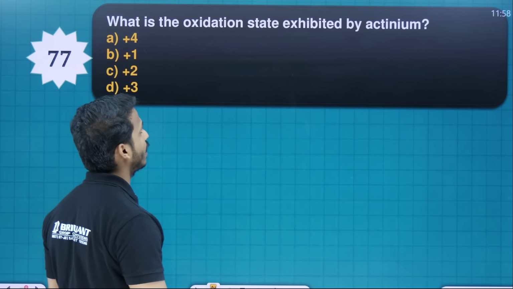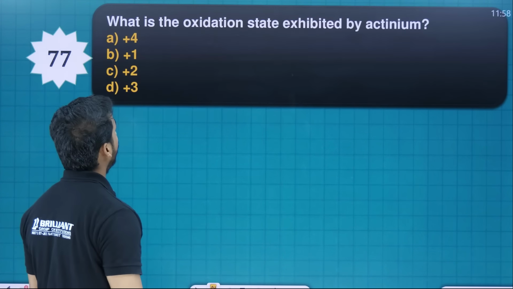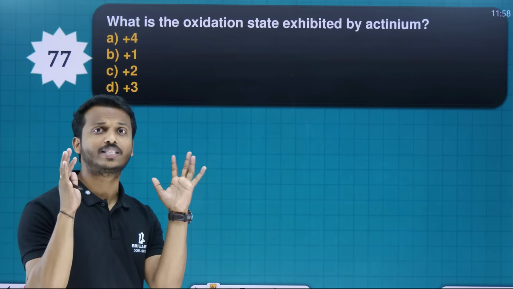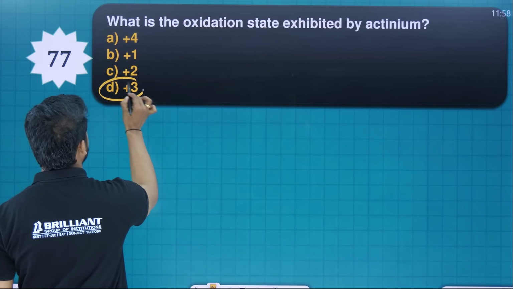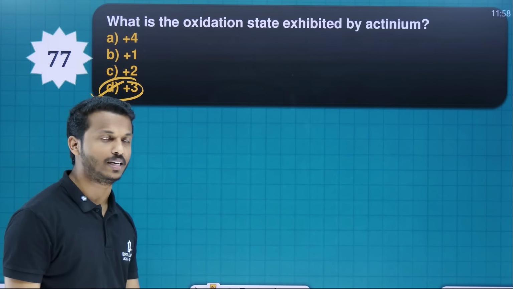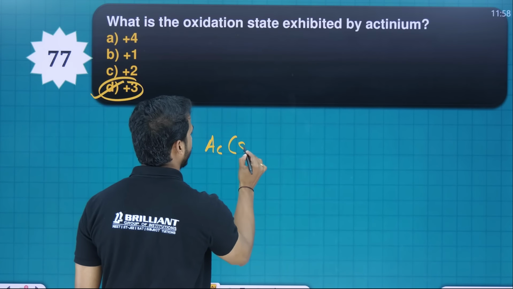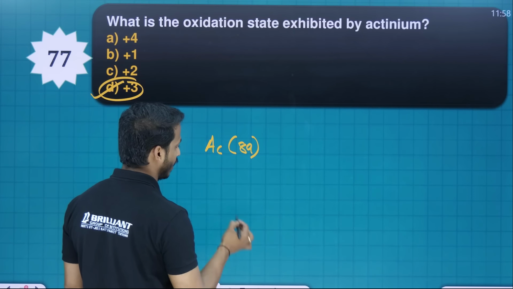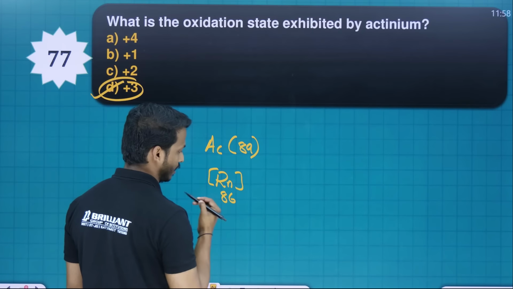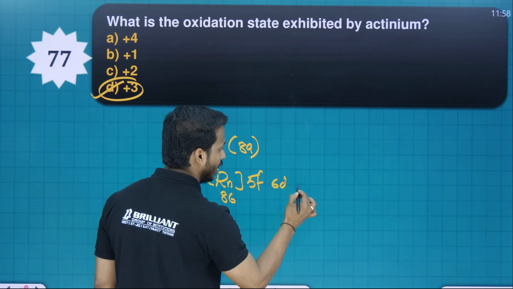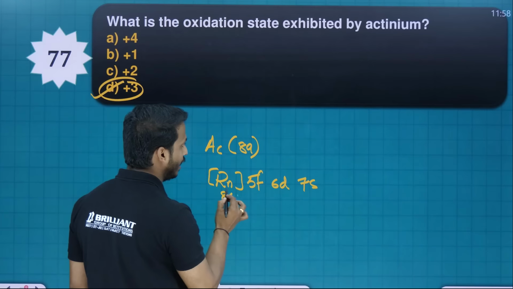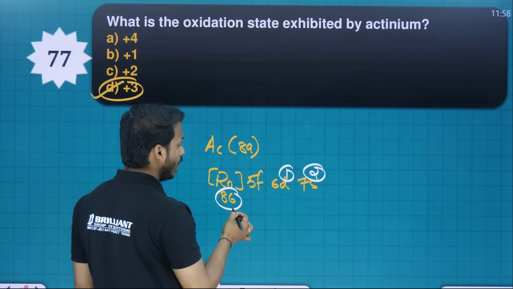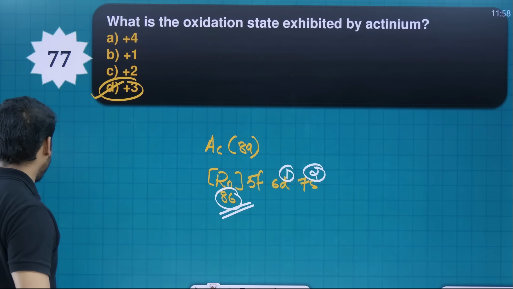What is the oxidation state exhibited by actinium? Actinium, the elements, actinoids and all, the general oxidation state is which one we discussed? +3. Common oxidation state. So just to check, actinium atomic number is 89. We can write the configuration by taking radon, whose atomic number is 86. After that we have 5f, 6d and 7s orbitals. So after 86, 3 more electrons are there, 2 here, 1 here. Whenever they lose these 3 electrons, they get noble gas configuration. So +3 is their state.